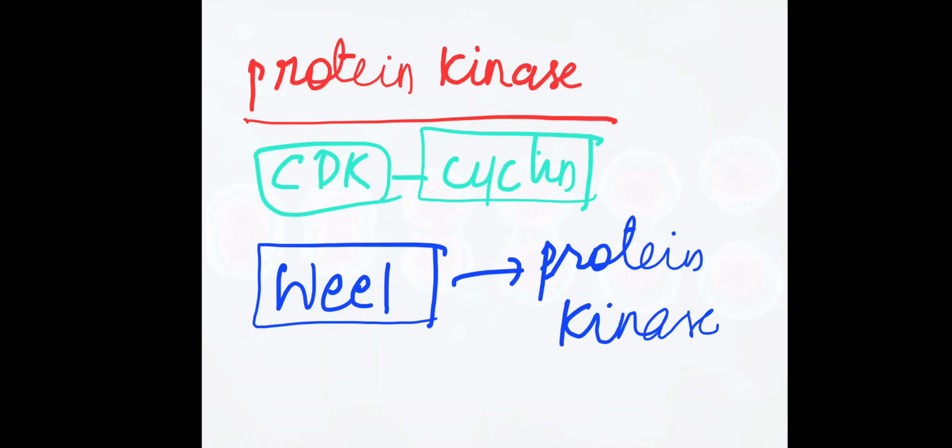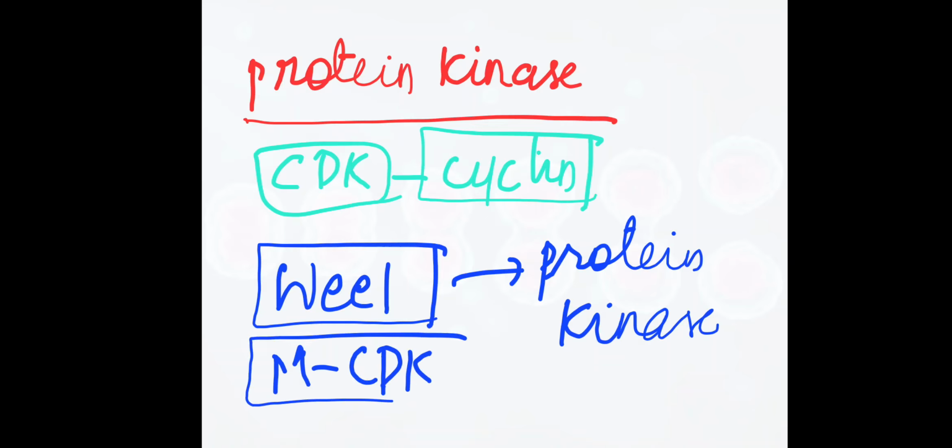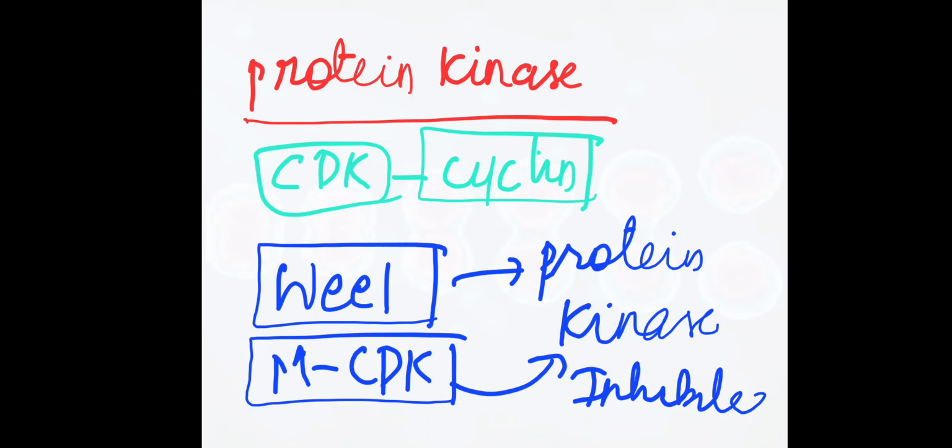What we are discussing now is the protein kinase activity of the cyclin-CDK. It depends on phosphorylation, as we stated. It depends on the phosphorylation state of the catalytic CDK subunit. In fission yeast, the MCDK activity is inhibited by a protein kinase, that is V1.